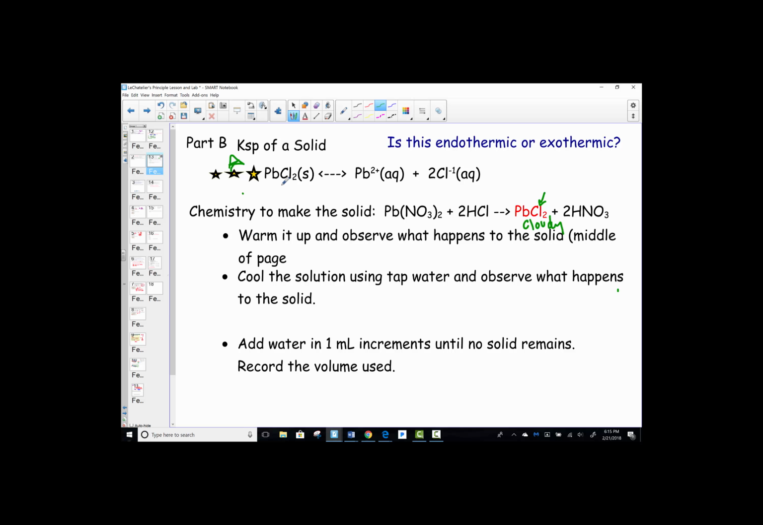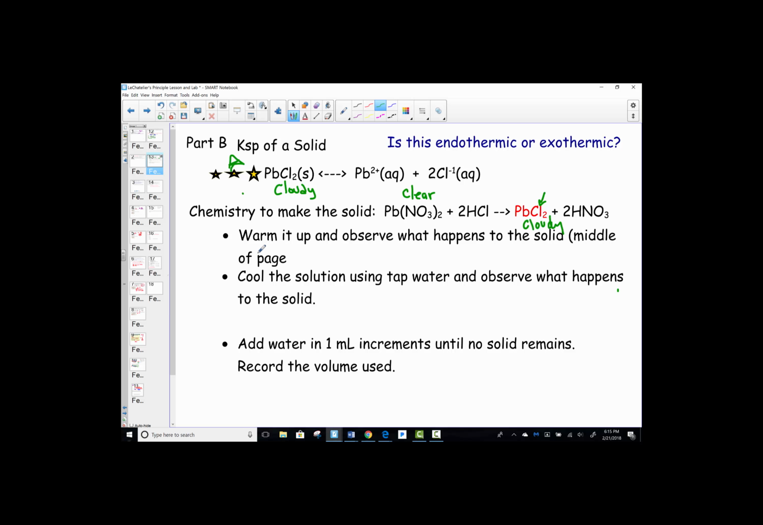Now remember, you're going to know what side of the arrow you're on, because if the solid is there, it's cloudy, and if the aqueous ions are present, it's clear. A clear solution like tap water. You don't see any chunky floaty solid particles. Now in the last one, letter A, you knew what side of the arrow you were on because you could see blue or yellow or purple, whatever it might have been. Here you're going to look at cloudy to know you're on the solid side, or clear to let you know you're on the aqueous ion side.